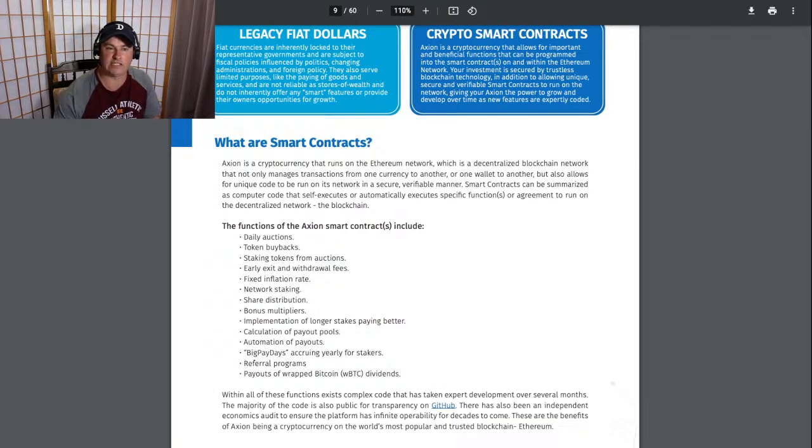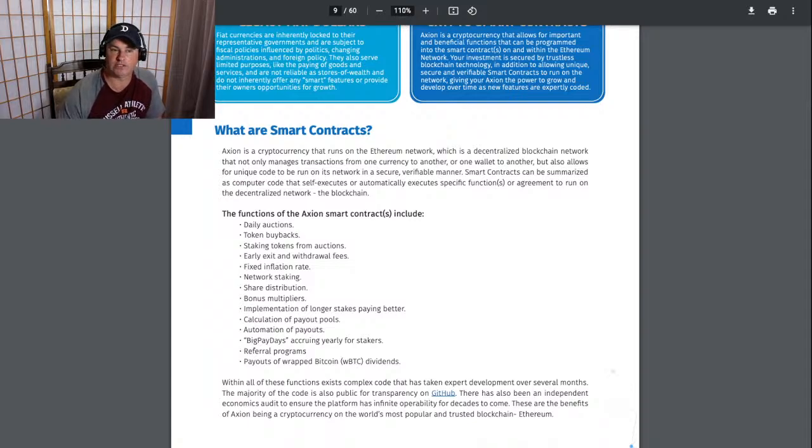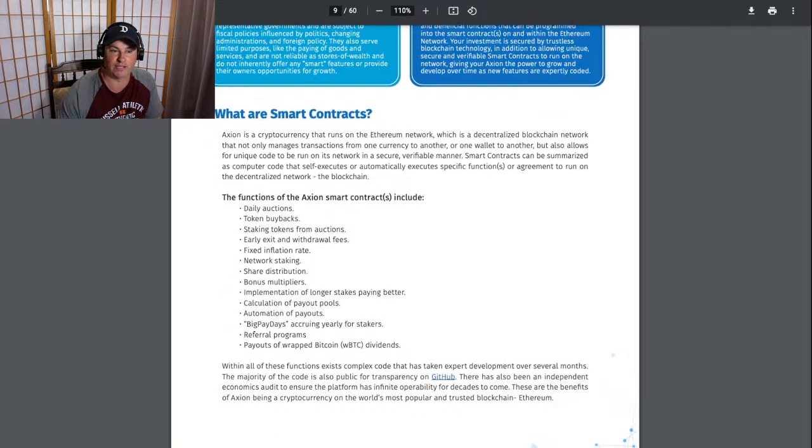So here's some of the functions that the Axion smart contracts have. They have daily auctions, token buybacks, staking tokens from auctions, early exit and withdrawal fees, a fixed inflation rate, the network staking, share distribution, bonus multipliers, implementation of longer stakes that pay better, calculation of payout pools, automation of payouts, big paydays accruing yearly for stakers. So that's another extra bonus that you can get. There's 5 big paydays over 5 years, and every 350 days that you're staked over those periods, you can get those. Pretty neat. Referral bonus programs and payouts of wrapped Bitcoin dividends, which is very eye-catching, and we're all enjoying them. So if you're not staked, then that's something you might want to get hold of.